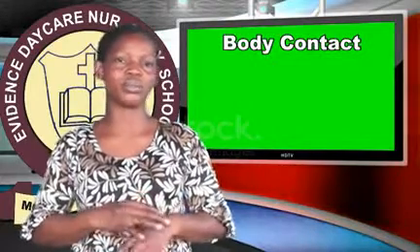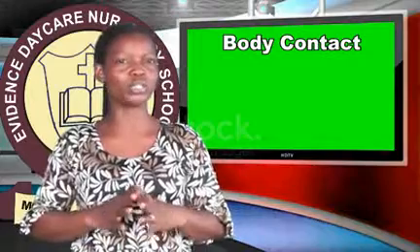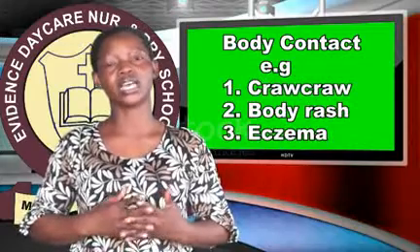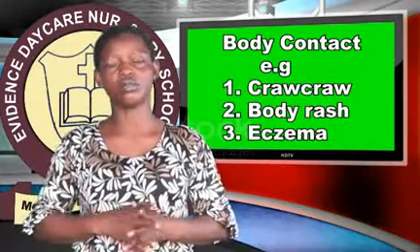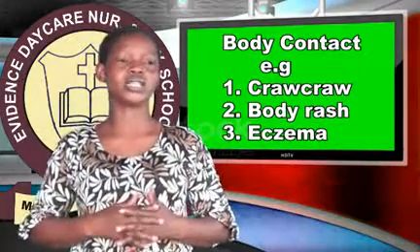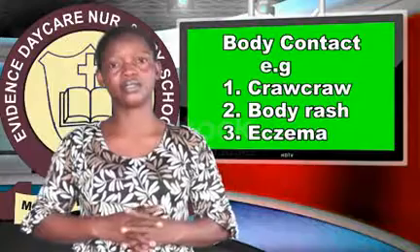Number 4, we have body contact. When someone has maybe rashes on their body, and you touch the person on the open sore, you can contract these diseases. Body contact diseases are body rashes, eczema. All these are diseases that can be contracted through body, from one person's body to another body, through flesh, skin. All these are examples of body contact diseases.